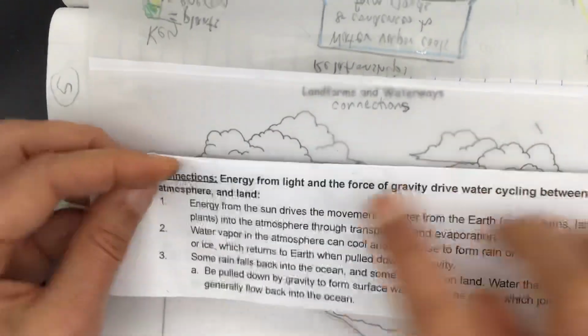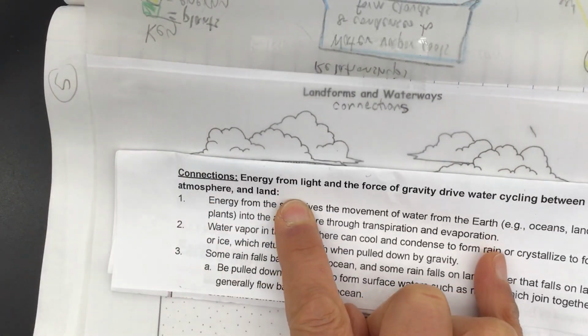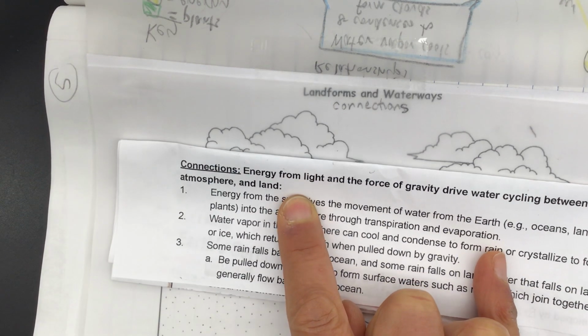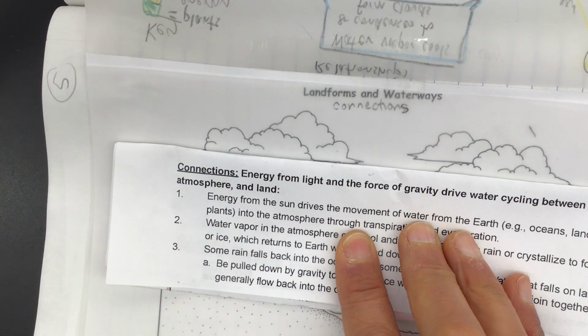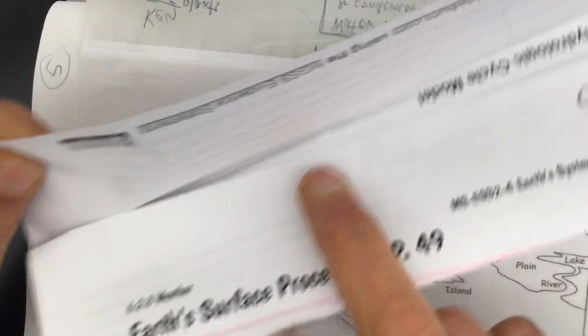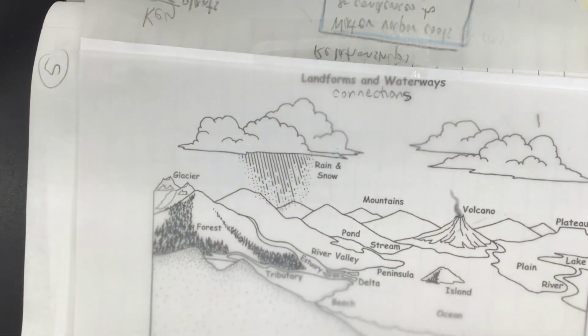Relationships. So I'm gonna read the thing together. Energy from light and the force of gravity drive water cycling between oceans and the atmosphere and land. So there are 5 parts.